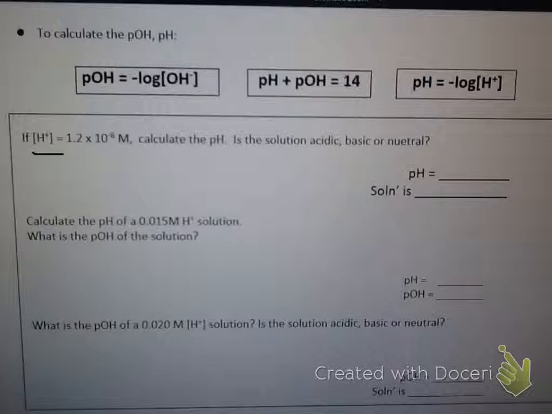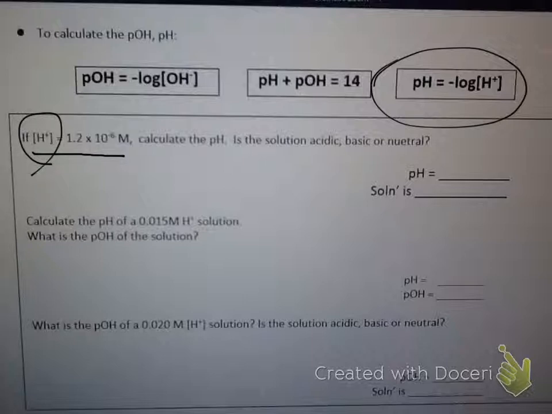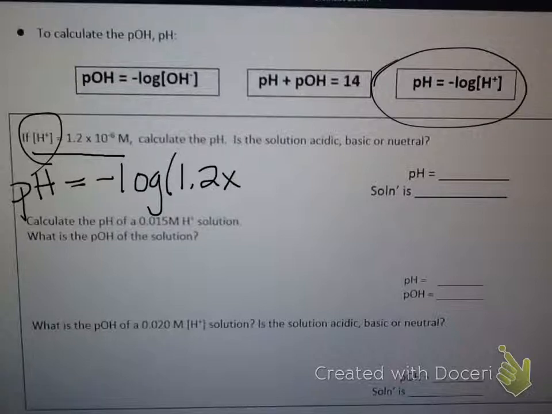So this first question says the hydrogen ion concentration is 1.2 times 10 to the negative 6th molar. Calculate the pH. Is the solution acidic, basic, or neutral? Well, we know that pH is the negative log of the hydrogen ion concentration, and that's what we're given here. So the pH of this solution is going to be negative log of 1.2 times 10 to the negative 6th molar. Now we can estimate it's going to be a little less than 6, so 5 point something. So let's go ahead and calculate it. So we've got negative log, parentheses, 1.2 times 10 to the negative 6th, close parentheses, equals.